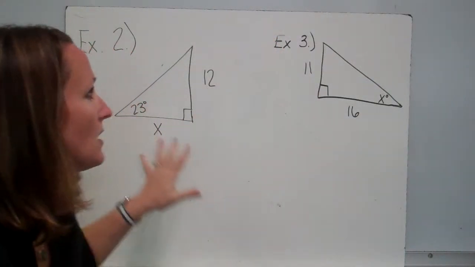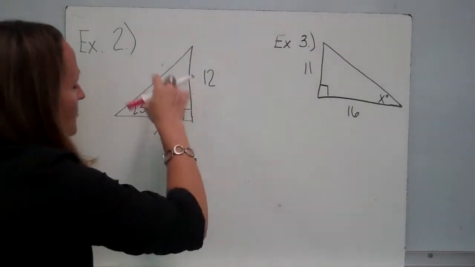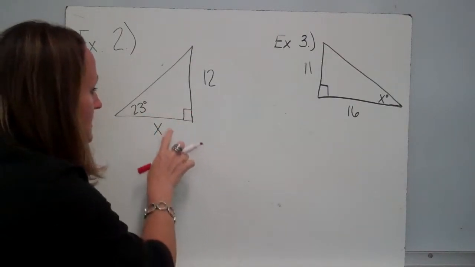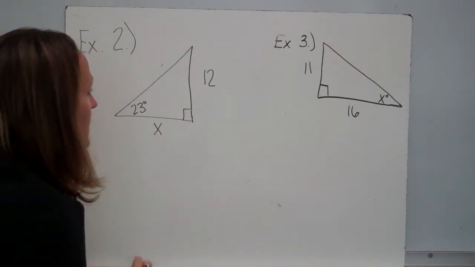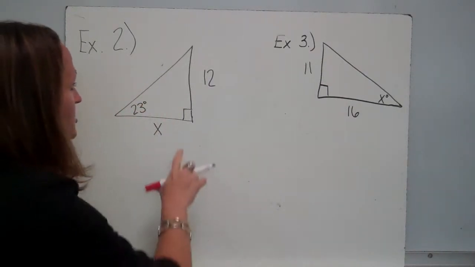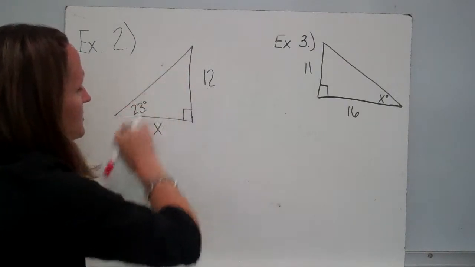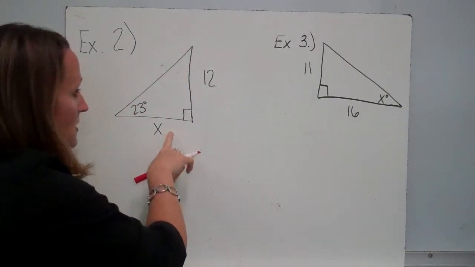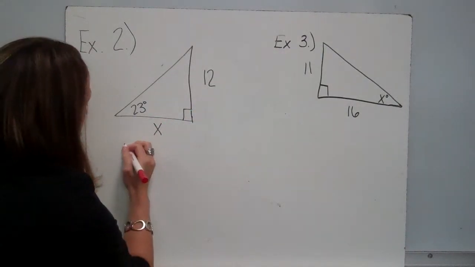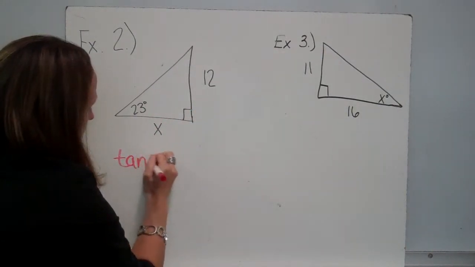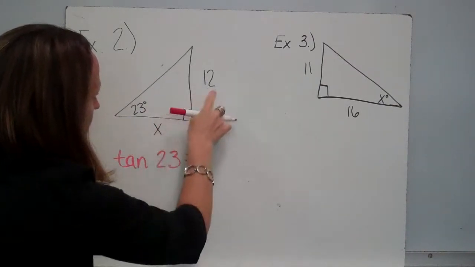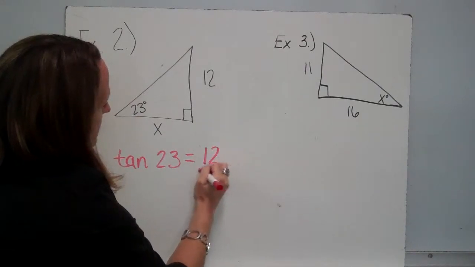Okay, so let's do a couple more. When we go to solve for this one, look, this is like what we did originally. We're not looking for an angle in this case, we're looking for an actual side. So this isn't an inverse trig function, this is a regular trig function. Here's our hypotenuse, we don't need that, we're looking for the adjacent side with our opposite. So in this case, we know it's tangent of 23 equals opposite over adjacent, 12 over x.